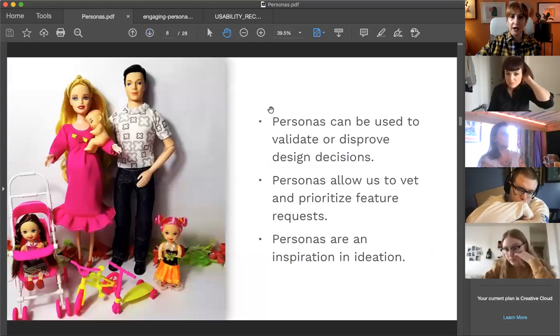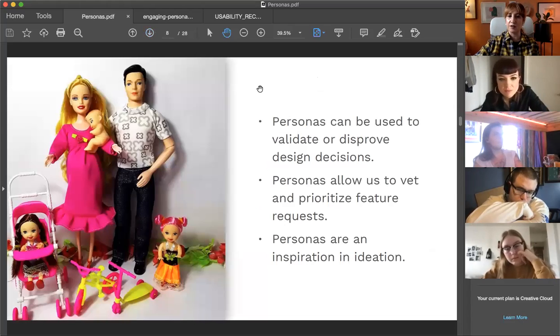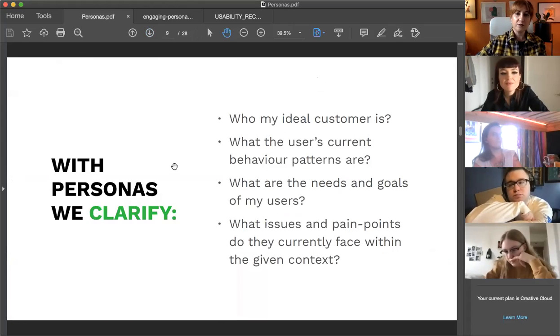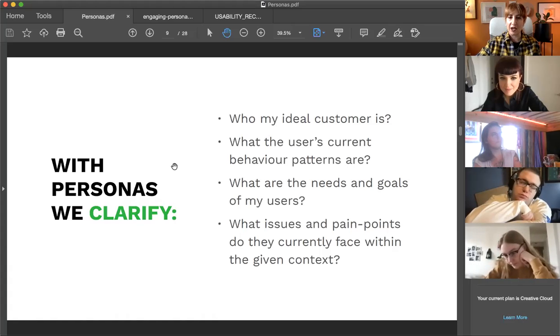Why do we do that? Personas can be used to validate or disprove design decisions. Personas allow us to vet and prioritize feature requests, and personas are an inspiration in ideation. So with personas, we clarify who the ideal customer is, what the user's current behavior patterns are, what the needs and goals of that user are, and any issues or pain points they currently face within the given context.